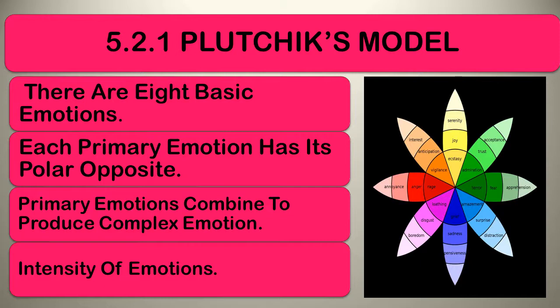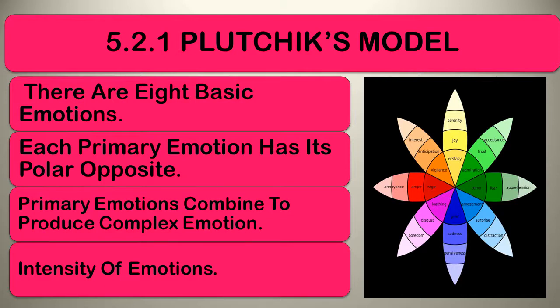Then thirdly he says that primary emotions can combine to produce complex emotions. Plutchik created the wheel of emotion which shows various relationships among emotions. For example, love is a complex emotion, a combination of joy and trust.